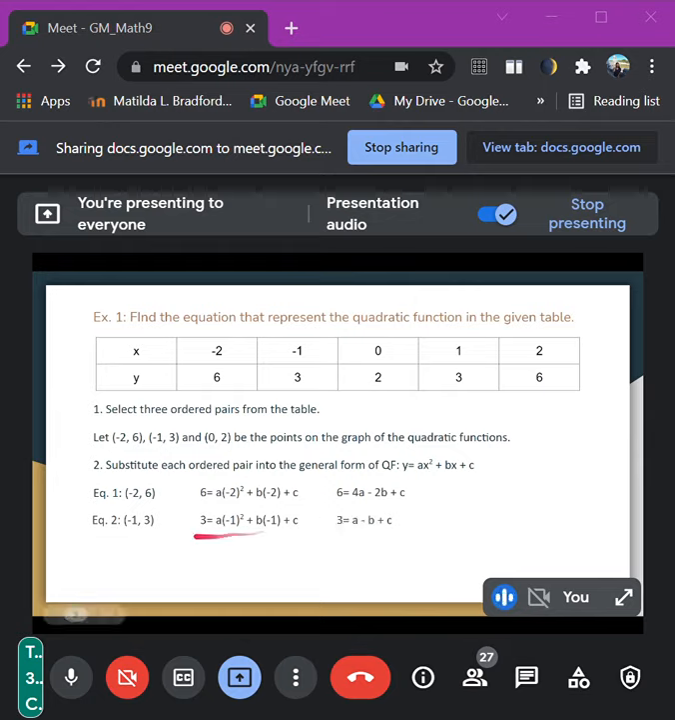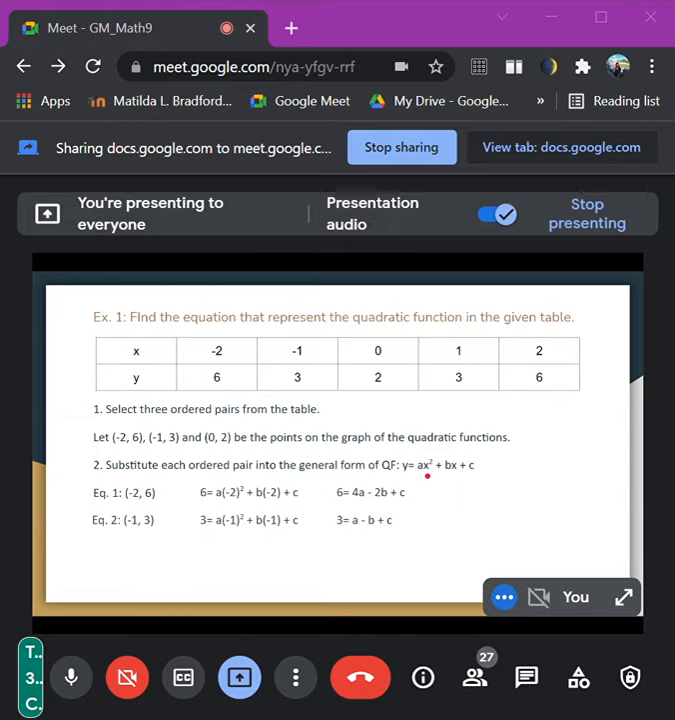So if we simplify, 3 is equal to negative 1 squared, that is 1, 1 times a, that is a. And then this one, b times negative 1, that is negative b, and then plus c. So this is now our second equation. Or we can write this as a minus b plus c equals 3. And this one as well, 4a minus 2b plus c equals 6.